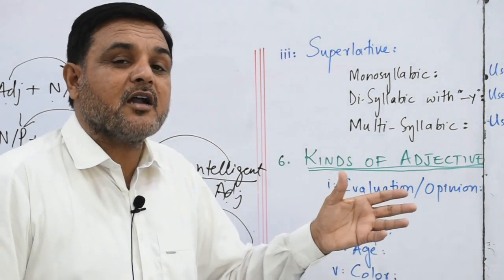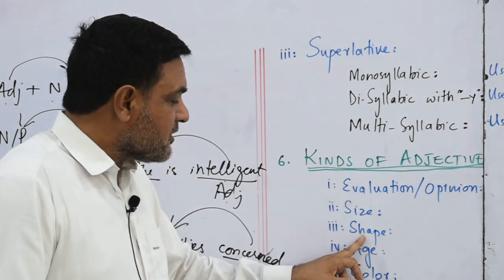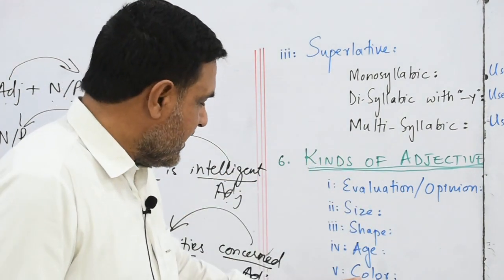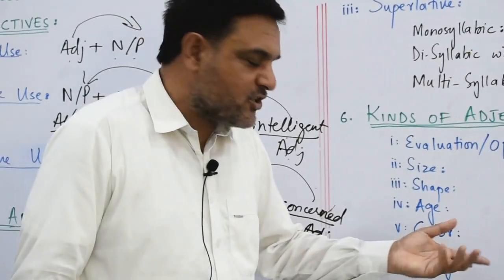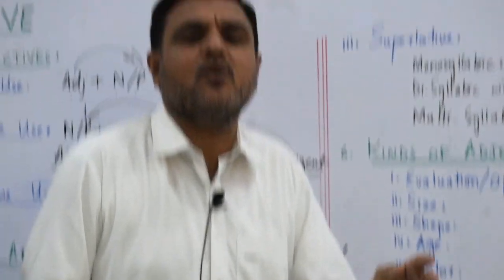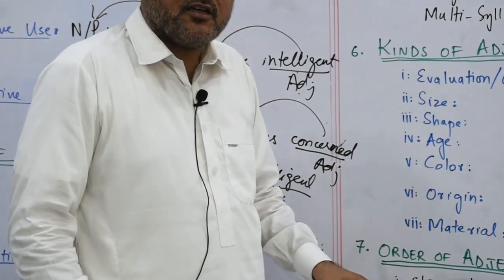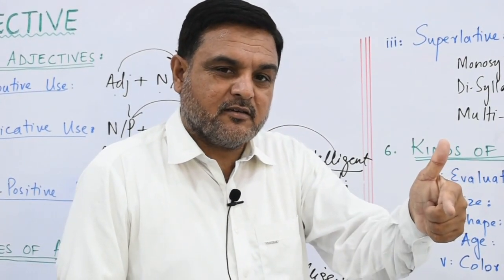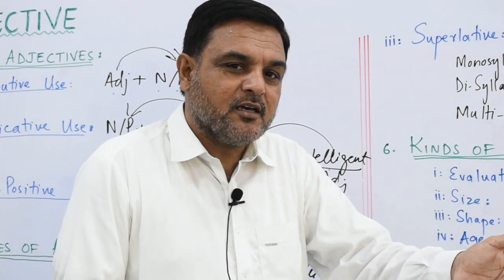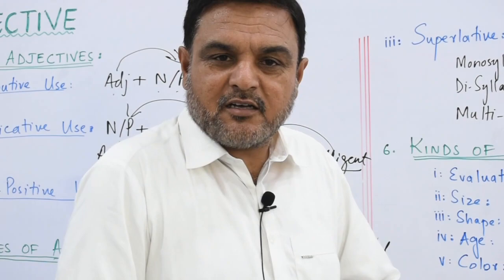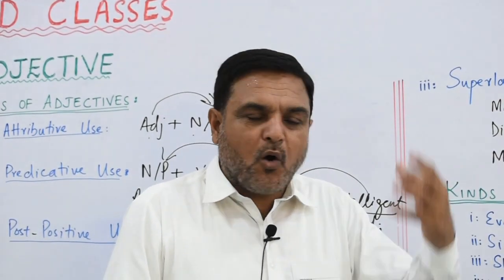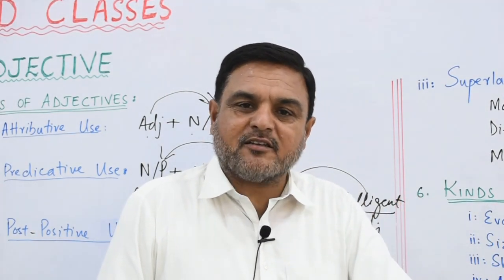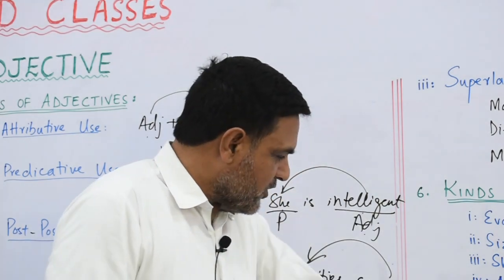Adjectives of size: large, big, small, little. Adjectives of shape: round, square, rectangular. Adjectives of age: new, old, fresh. Adjectives of color: red, blue, yellow, green, all the colors. Adjectives of origin, I mean the place, the region that they belong to: Chinese, American, for example, Sindhi, Balochi. Londoner is not really an adjective, Londoner is a noun actually. Indian, Australian, these are adjectives of origin.